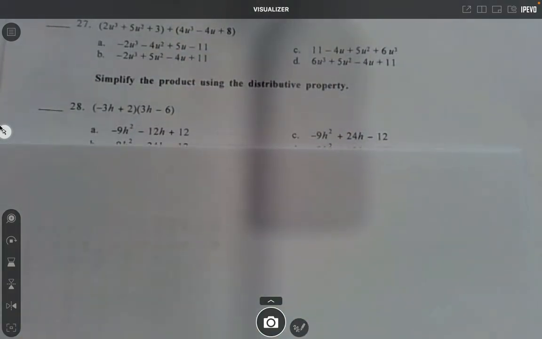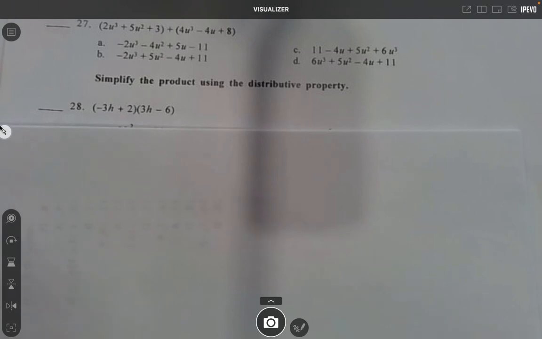28. This one, FOIL method, because you're multiplying. It says use distributive property. That's just like the FOIL method. You just multiply. What is negative 3h times 3h? Negative 9h squared. That's right. What is negative 3h times negative 6? It's 18h. What is 2 times 3h? A 6h. And then 2 times negative 6, negative 12.